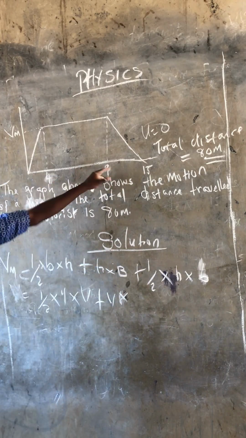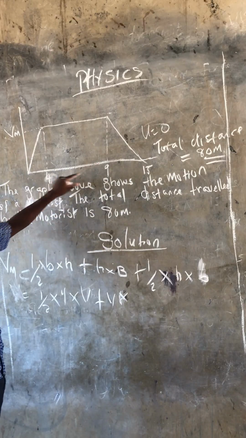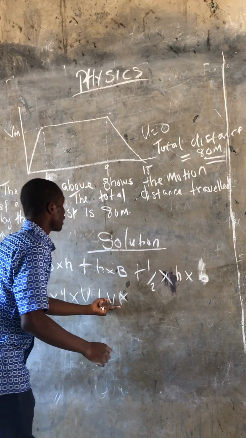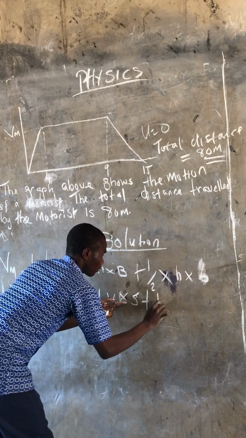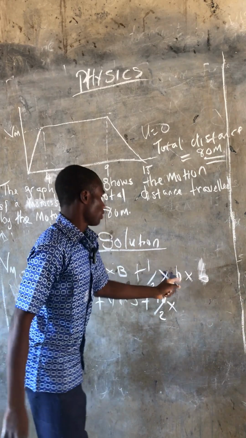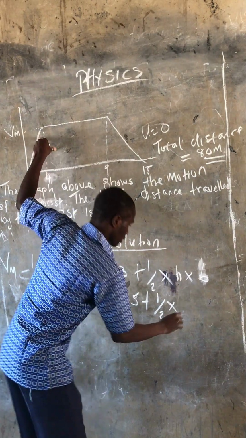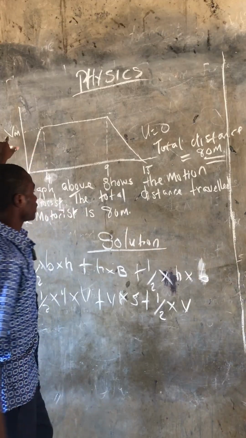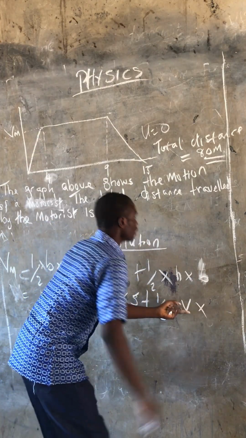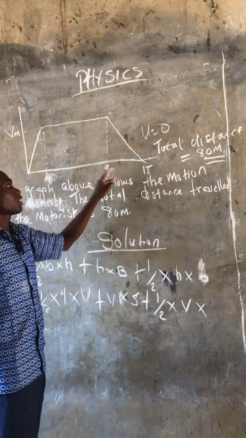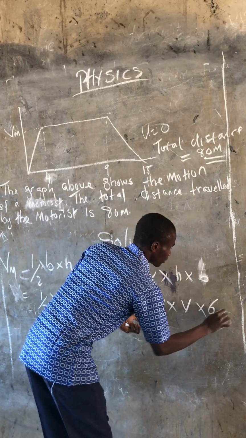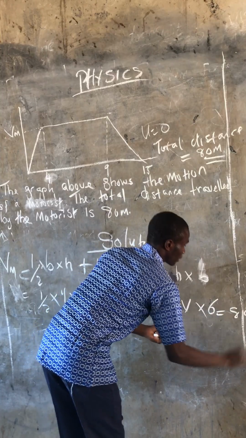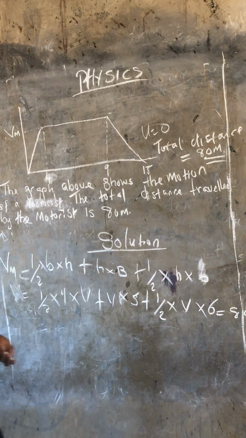Our breadth is the difference between 9 and 4, which is 5. Then plus half times our height here, which still remains as v, times our breadth here, the difference between 15 and 9, which is 6, is equal to 80 meters. We are given 80 meters as the total distance traveled.